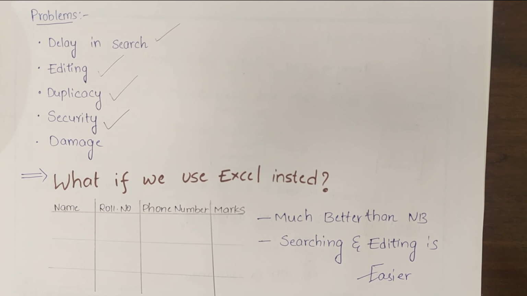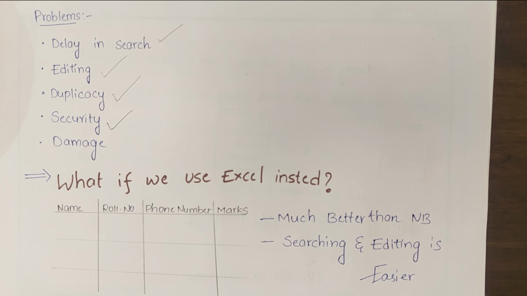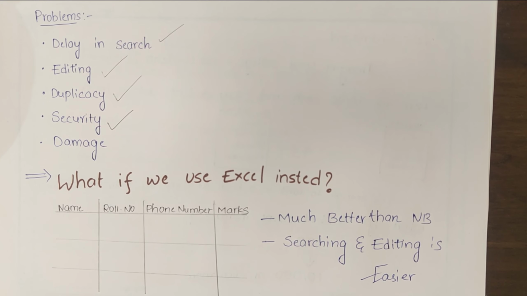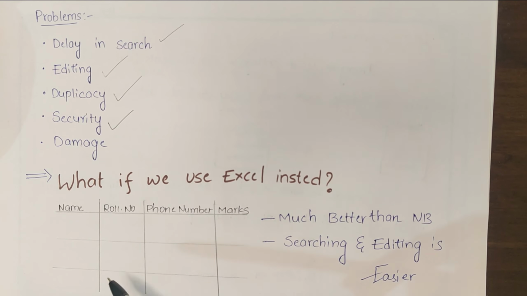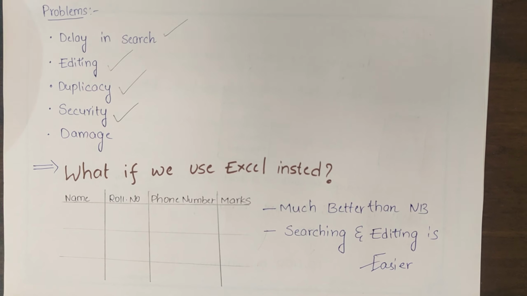So notebooks are used to store small amounts of data, but are not suitable for large organizations. What if we use Excel instead? Here is a rough example of an Excel sheet. It's not an original Excel sheet. As a rough example, I have drawn the name, roll number, phone number and marks in individual columns. It is much better than a notebook. For searching, editing and calculating, it is much easier.